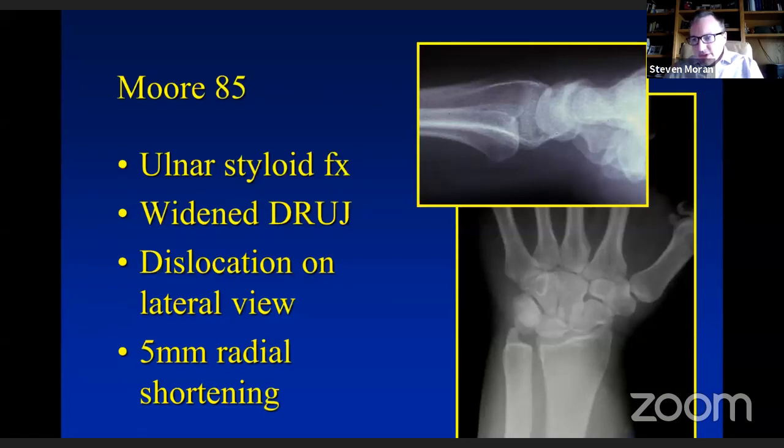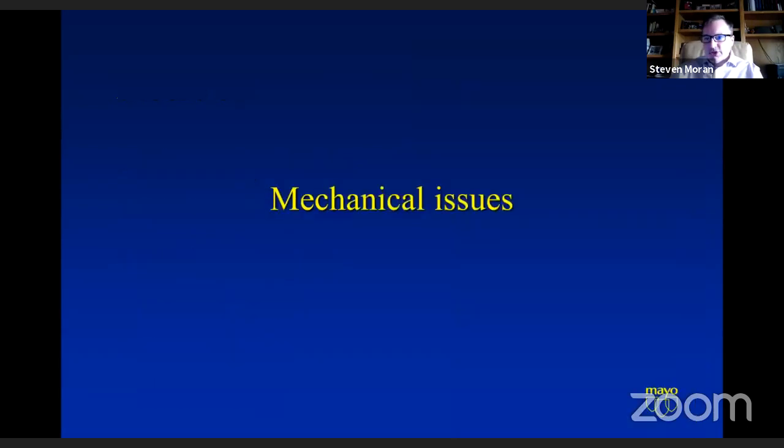Obviously you're going to compare this, and the next talk is going to be all about MRI and radiographs. But if you're looking at this gross instability in the x-ray, you can see this is a palmar dislocation of the ulna. Widening, dislocation on the lateral view, or greater than 5 millimeters of radial shortening have all been linked historically by Moore with problems with the DRUJ.